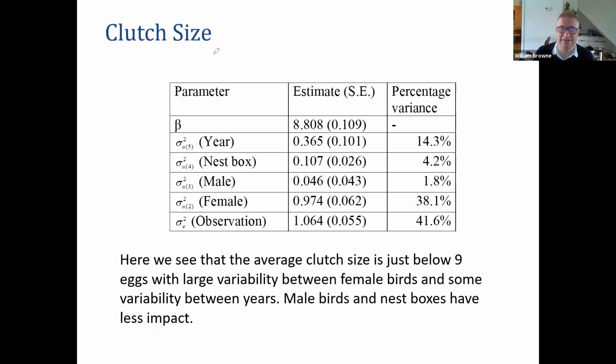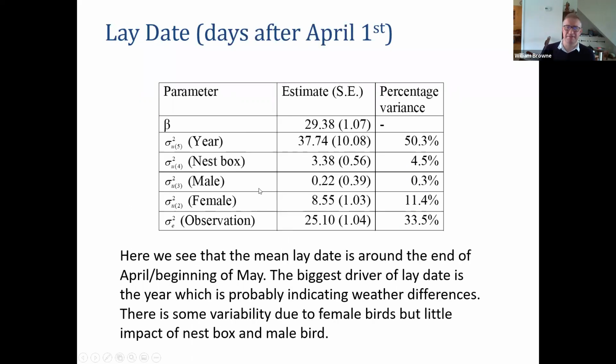So if we move on then to the lay date, these are days after the 1st of April. On average, these birds are laying right about the end of April, beginning of May, 29 days after April the 1st. But there is quite a bit of variability here.